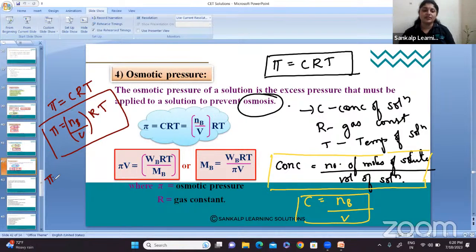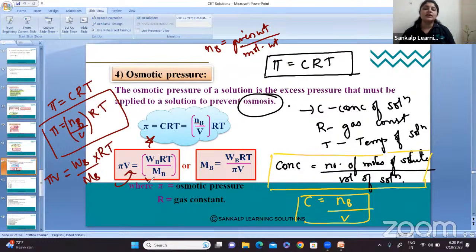So V, if I shift here, becomes pi V is equal to NB RT. How do you calculate number of moles of solute? Number of moles of solute is given weight upon molecular weight. So if I substitute given weight upon molecular weight, it becomes pi V is equal to WB by MB into RT. So this is that formula. You can use this.